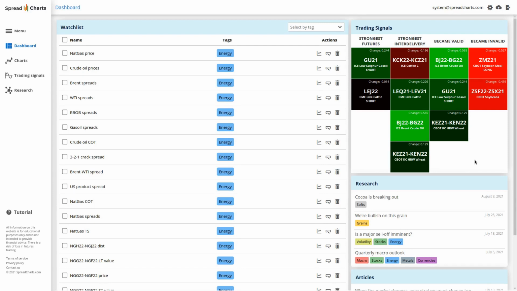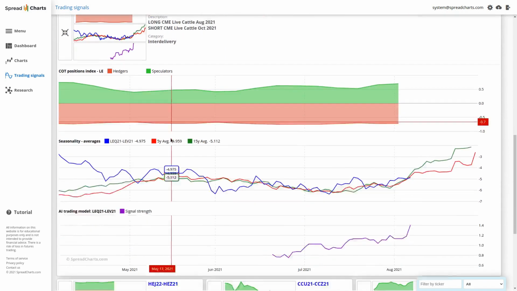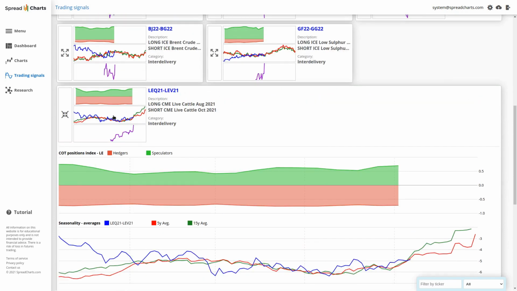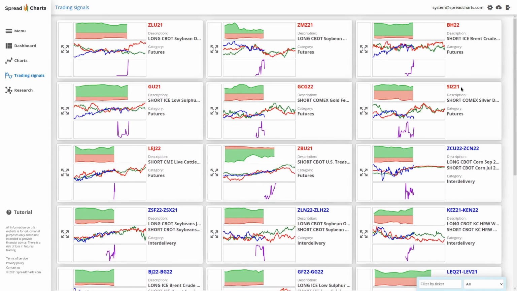And this widget is also interactive, which means that when you click on some tile, like this one, it will send you to the trading signals and highlight the selected signal, which is very useful, and it will save you some time searching for that particular signal. You can maximize the signal and analyze it in detail and see what happened over there. And we are finally coming to the end of this chapter about trading signals on spread charts.